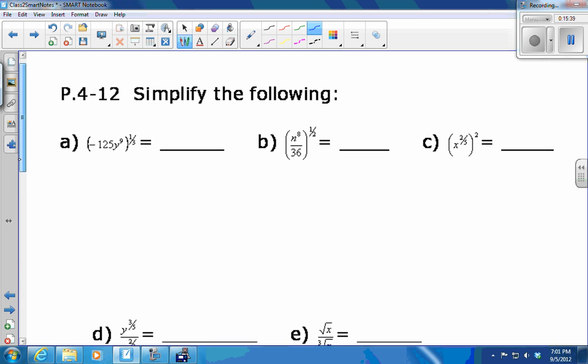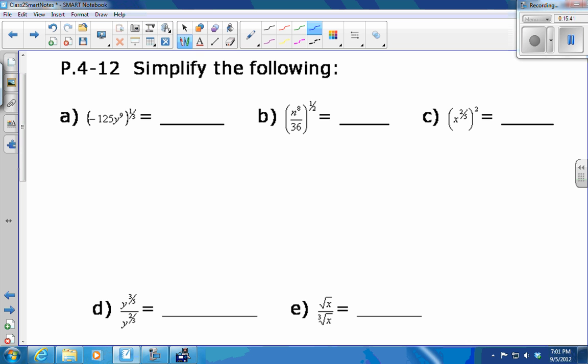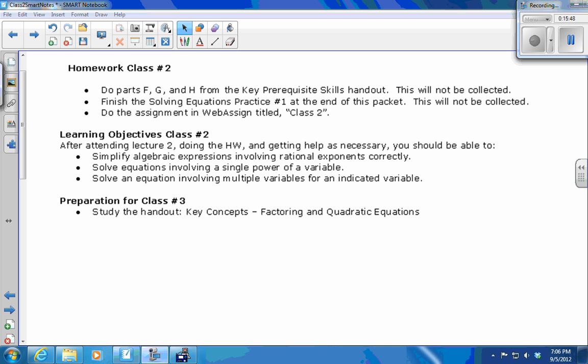All right. So take a couple minutes in your groups to work on a few of these. See what you can do, simplifying these. This is the homework for class 2. A little bit more from the handout and the WebAssign class 2 homework. Again, it's due Wednesday, so you'll have plenty of time to do it. You'll probably be able to do it without the lecture, but we'll still finish it up on Monday.